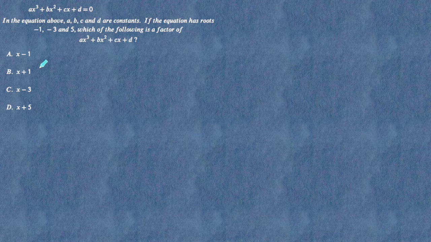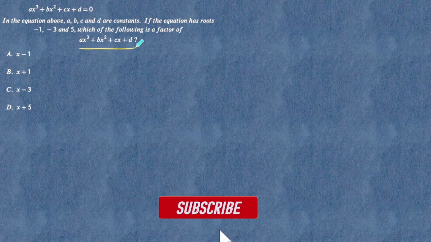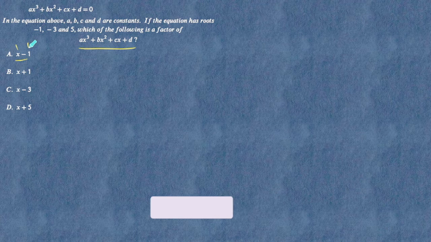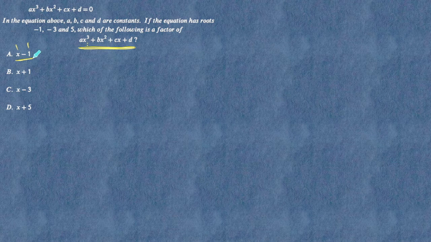To solve this problem, first we need to understand that this is called a polynomial, and when you have just two terms, it's called a binomial. This polynomial is a third degree polynomial because the maximum power it has is 3. When you divide a third degree polynomial by a binomial, you will get a quotient which is a second degree polynomial, and you will have a remainder.